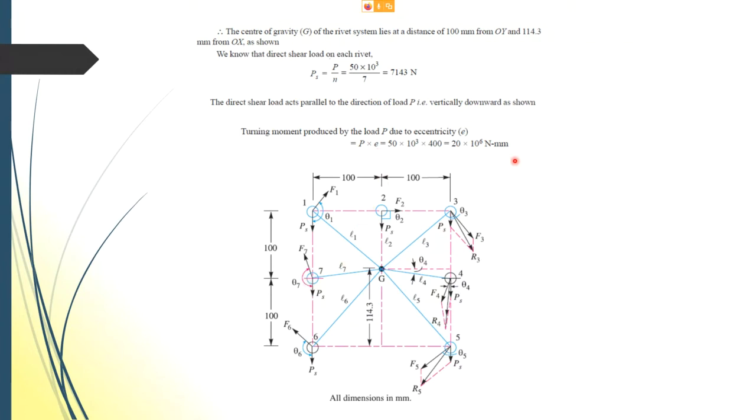So P times E, that means the force here just now, P, that is 50 kilonewton, times the eccentricity, that should be 400 mm. So you got your turning moment. That is P times E.